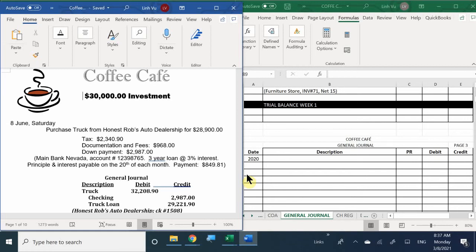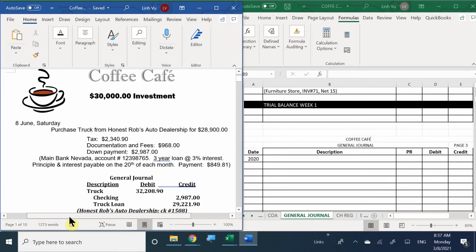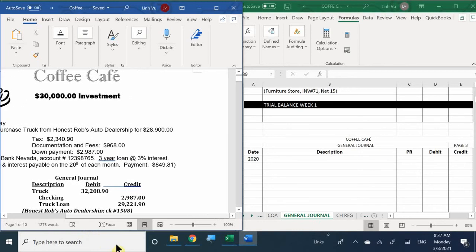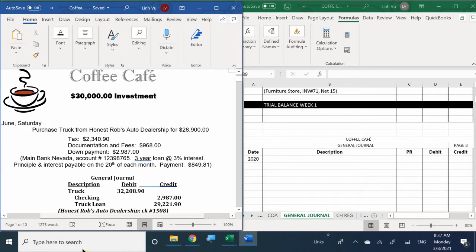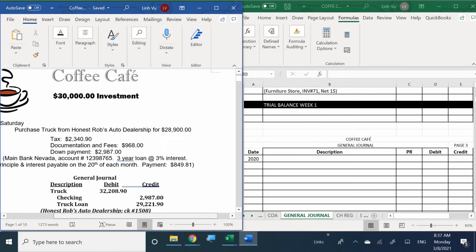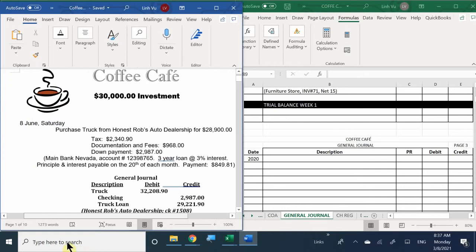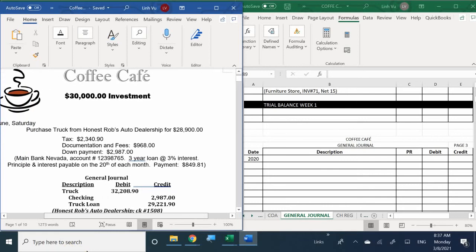If we look at this carefully, you got approved for a 3-year bank loan at 3% interest. So that's really good. That means every monthly payment is already pre-calculated for us. It's going to be due every 20th of the month, and every payment is going to be $849.81. So in this case, first things first, do we need to charge interest?